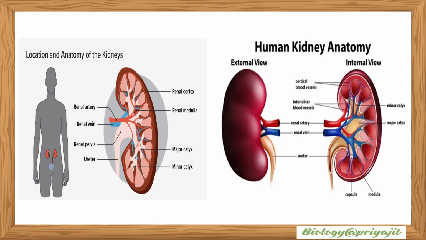The outer layer is the renal cortex and the inner pinkish area is the renal medulla. There is a portion of the kidney which is called the hilum; the renal artery, renal vein and ureter move in and out from this area. Just behind the renal hilum there is a cavity-like structure known as the renal pelvis, and there are major calyces and minor calyces. This is the human kidney anatomy. This is the external view and this is the internal view.